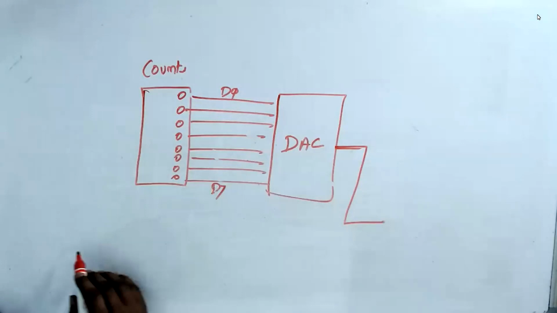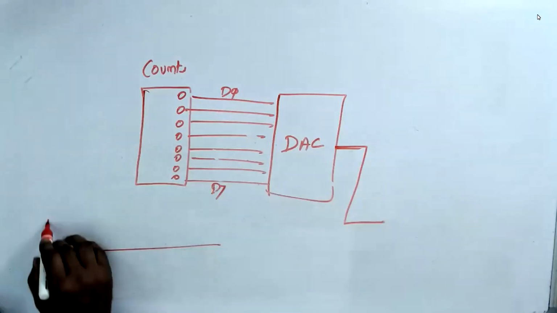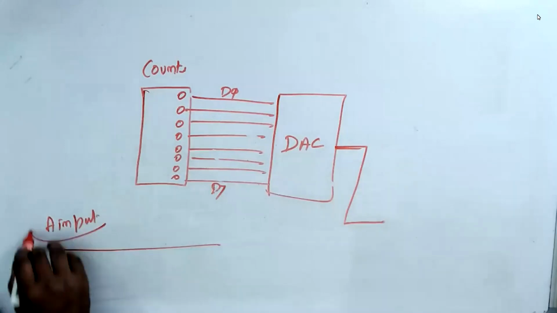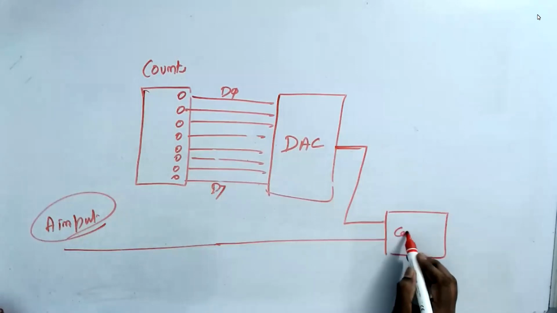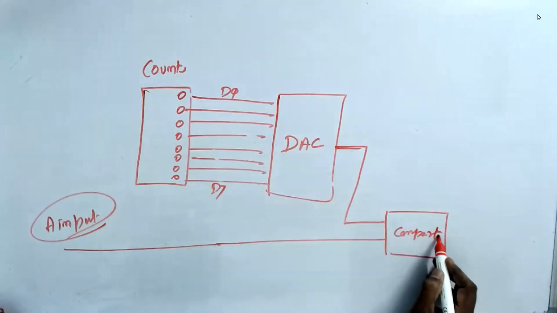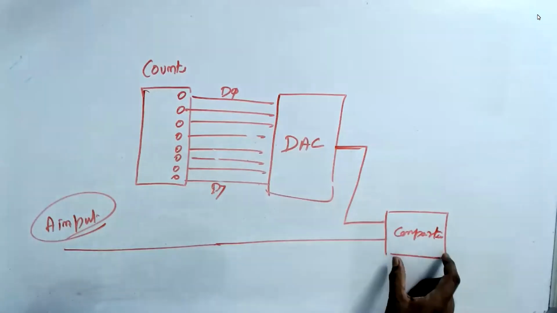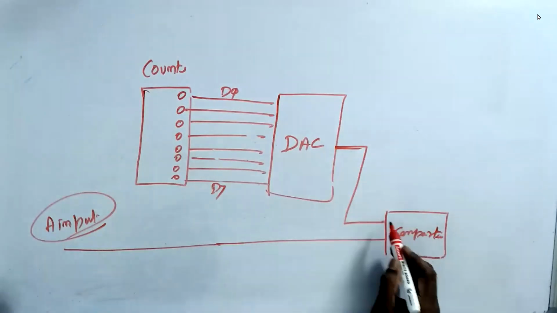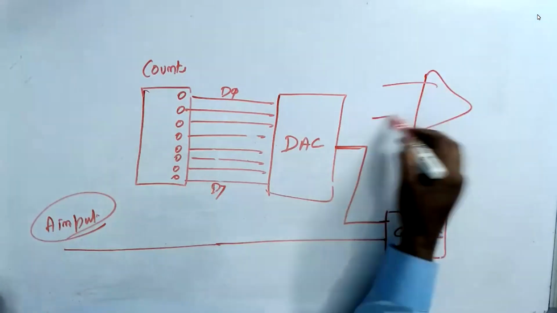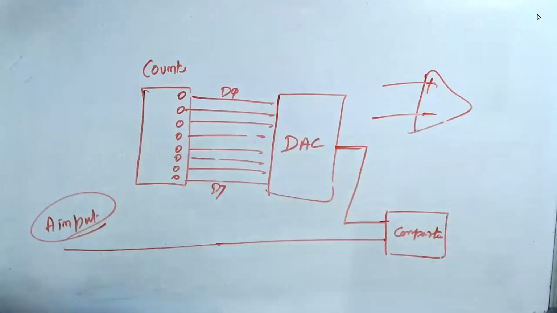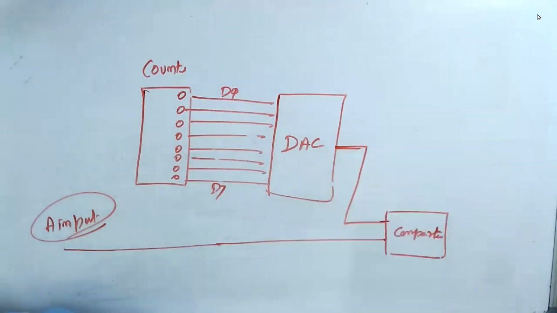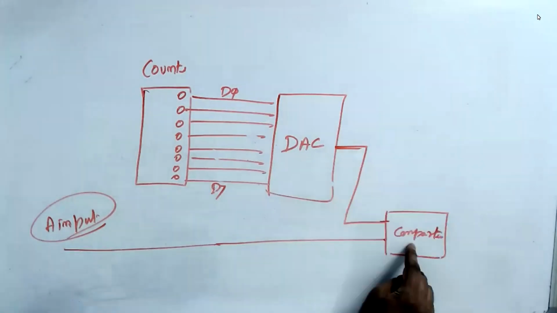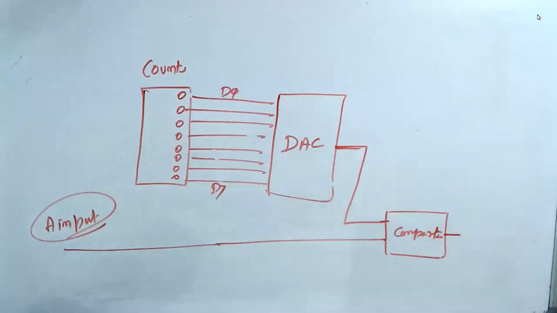Now, I want to convert an analog signal. This is my analog input that is coming in. I have a component called a comparator, an analog comparator. It will compare the analog signals. It's actually an op-amp, plus and minus. You know this op-amp comparator. I use the op-amp to compare. Now, the output of the comparator is given to the counter to count.